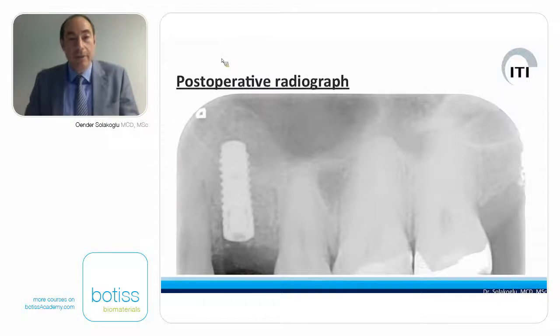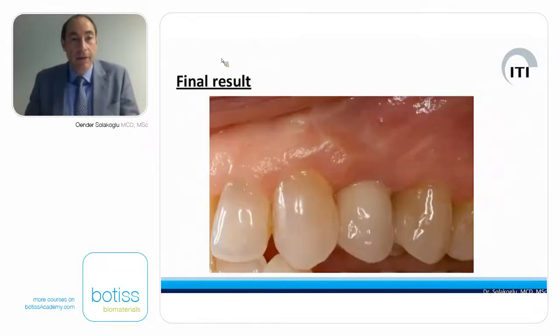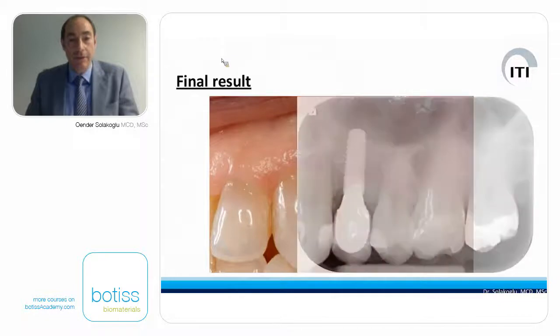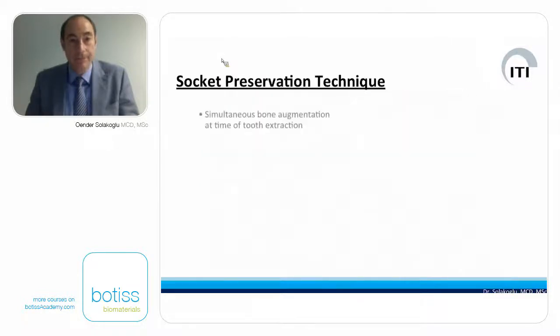With this technique of bone preservation during extraction, we can basically avoid an additional bone grafting procedure for the patient. So a few months later, we have the final result after uncovering of the implant and the final prosthetic situation. And this is the final X-ray. And this is the clinical view. And you can see that there are excellent hard tissue and soft tissue situations around this implant.